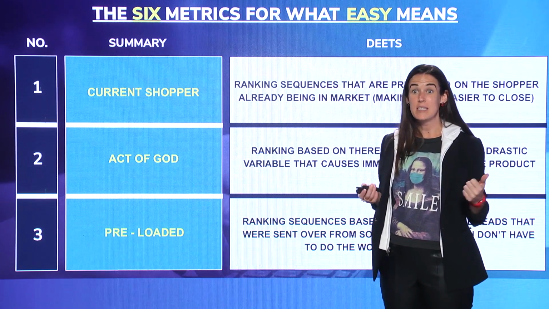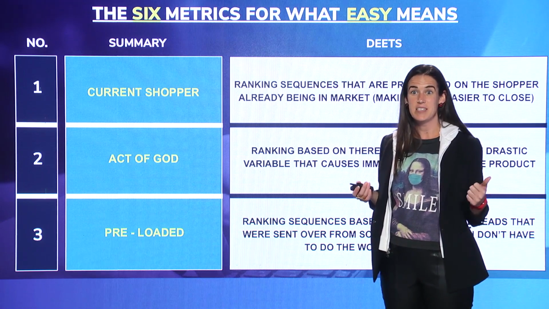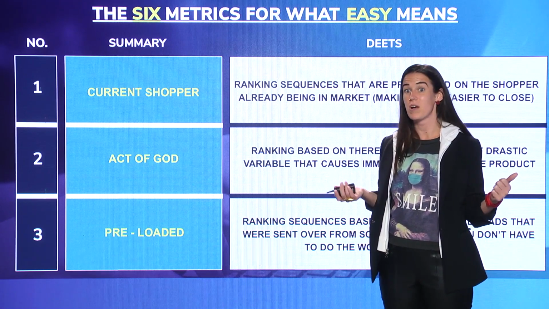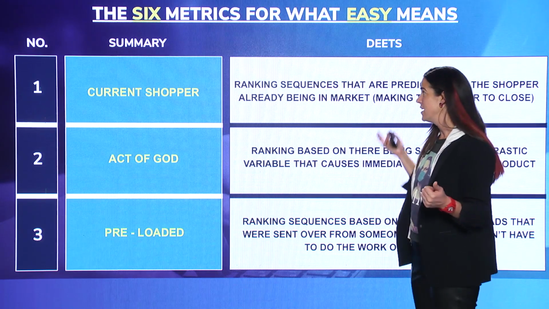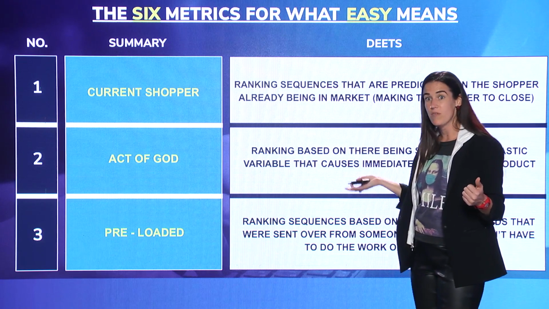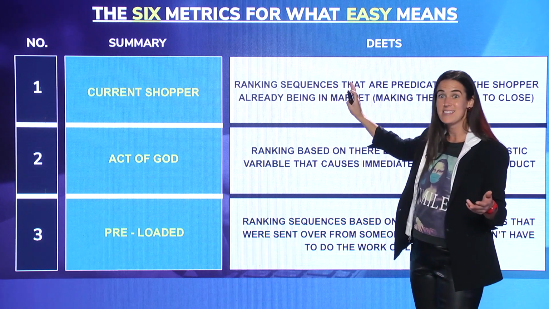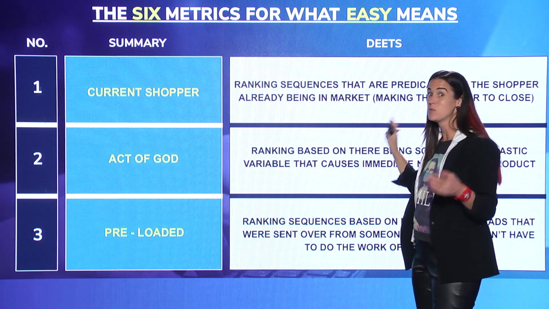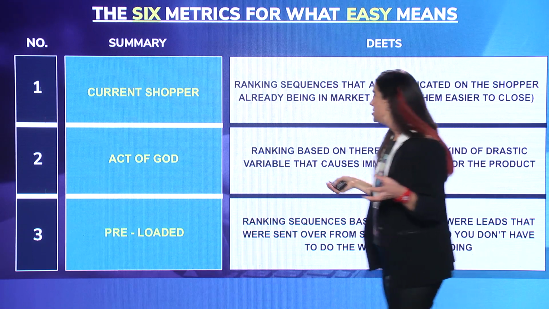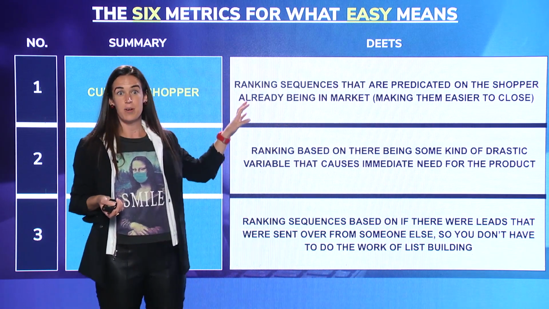Someone who's looking to buy cotton candy and just can't figure out which stand is much easier than convincing someone who doesn't know they want cotton candy to begin with. So a current shopper of software is going to be much easier to win over because they're already in market. So I'd argue this is one of the highest value in terms of what is easy for the sales rep, what we would call buyer intent. So you want to rank your sequences that are predicated on the shopper already being in market.